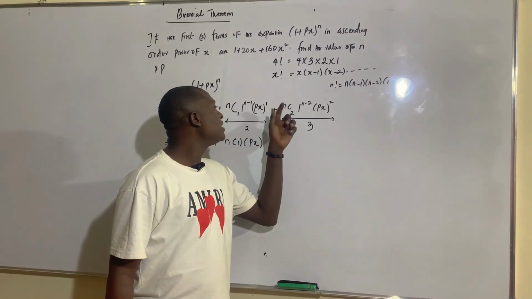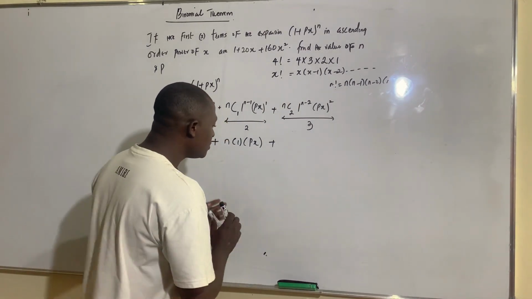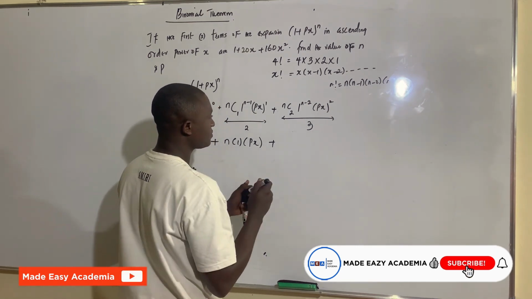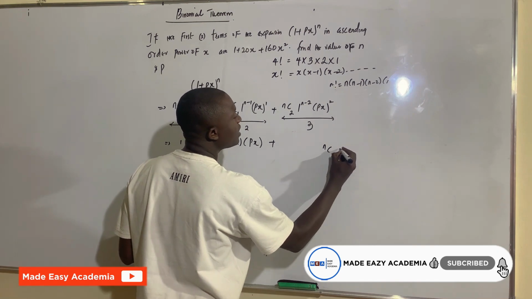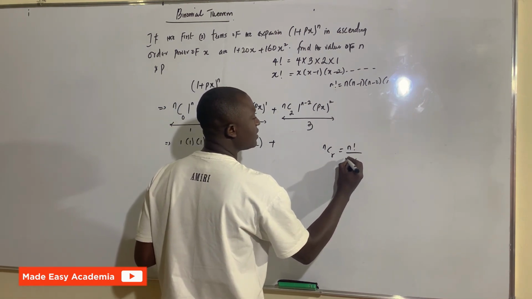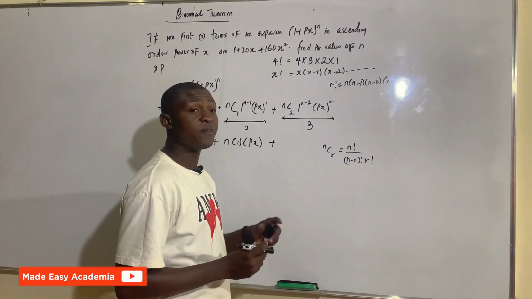So now the next thing is, how can we find the terms for these n combinations? As I mentioned, using the same logic, back to our formula as usual. That is n combination r, which is equal to n factorial divided by n minus r factorial. So now I want to find the value of n combination 2.